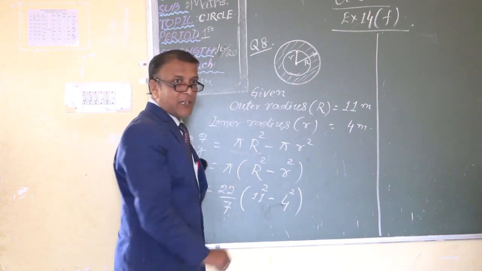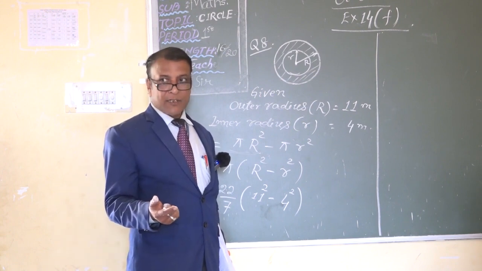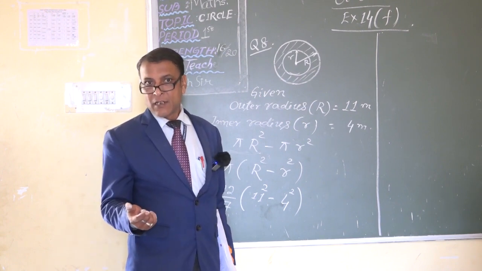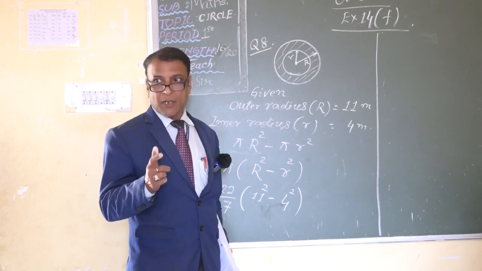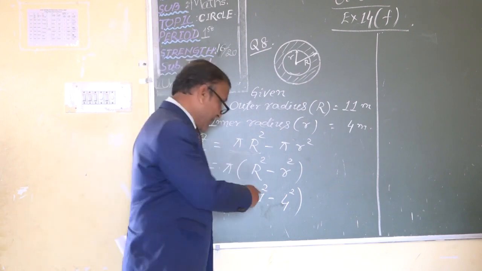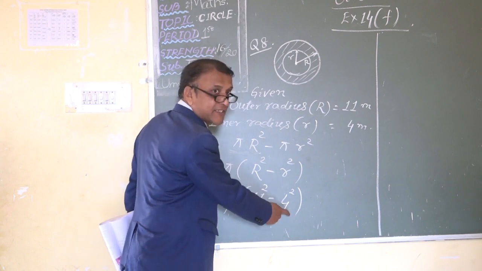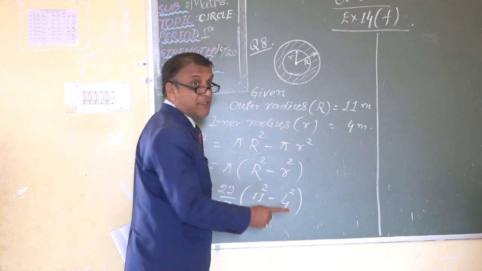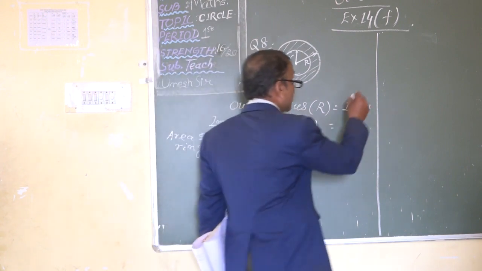These are the smaller numbers. So you can calculate 11 square is 121 and 4 square is 16. So you can do it easily. But if it will be bigger numbers, yesterday I told you one formula: anything square minus another thing square is equal to this plus this into this minus this. That is the better way. So I am following that way.